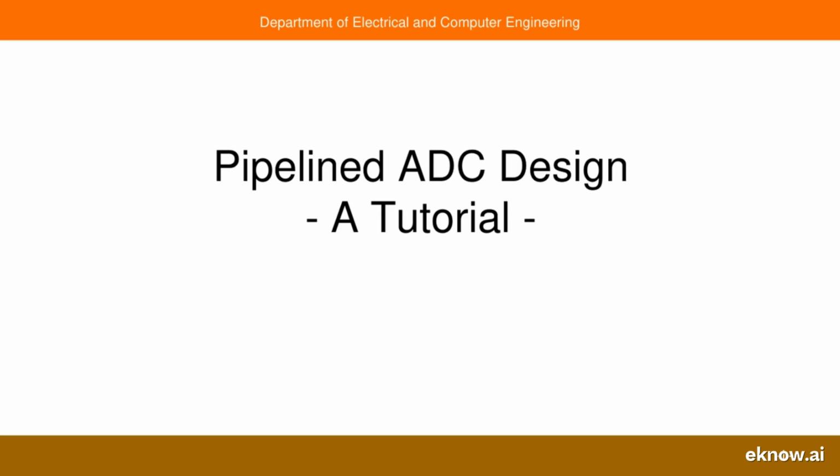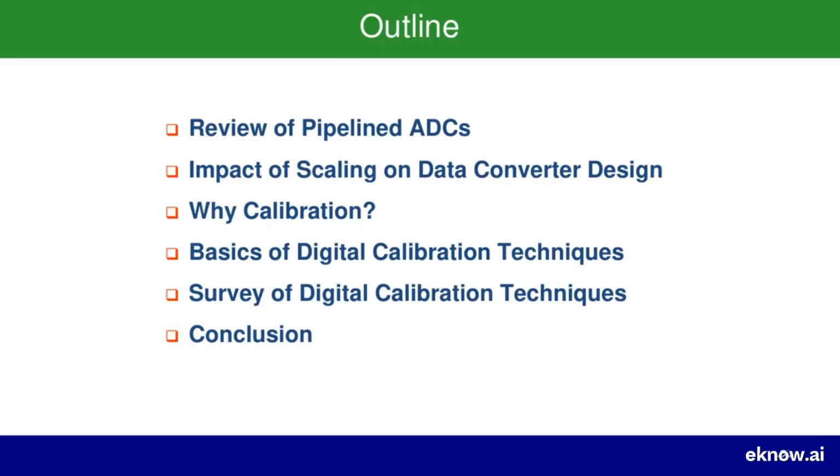This assembly line approach is extremely efficient and allows for very high conversion speeds, which is why pipelined ADCs are essential for applications like wireless communications, medical imaging, and high-speed data acquisition. Throughout this tutorial, we'll be exploring exactly how to design these high-performance converters, looking at the challenges and the clever solutions engineers have developed. This page provides a clear roadmap for our entire discussion on pipelined ADC design. It outlines the logical flow of the topics we're going to cover.